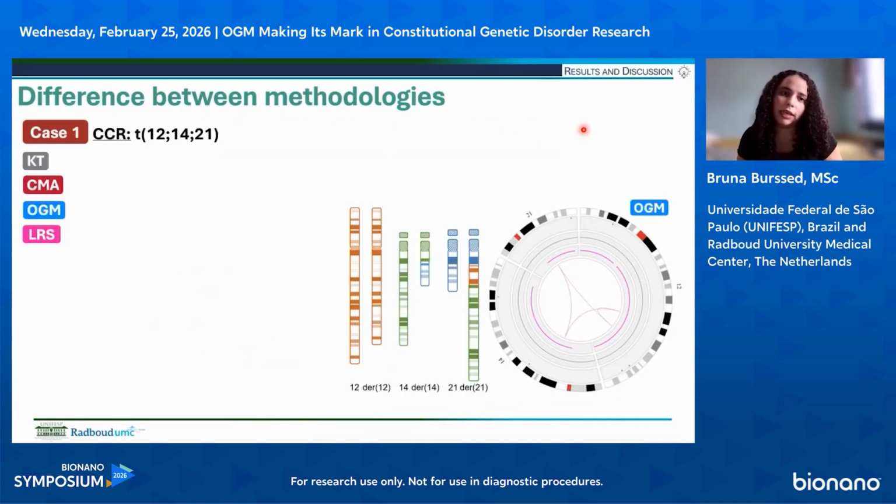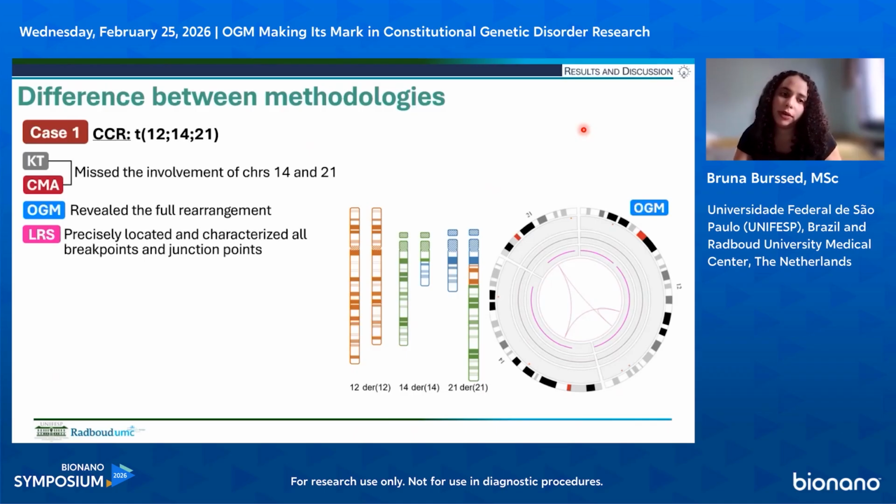If we look at this case, we can see that each technique brought something new to the analysis, so we have some differences between the methodologies. We can highlight that karyotyping and chromosomal microarray analysis missed the involvement of chromosomes 14 and 21. OGM then revealed the full rearrangement, and long-read sequencing precisely located and characterized all breakpoints and junction points. Something interesting to highlight is how far the OGM breakpoints were from the actual breakpoints found by long-read sequencing. For this case, the average breakpoint difference was 2,641 base pairs.